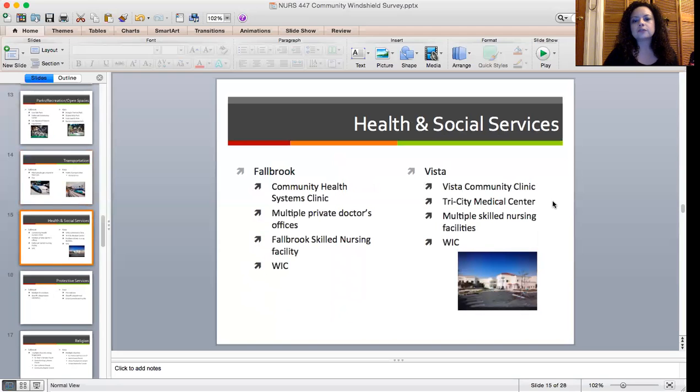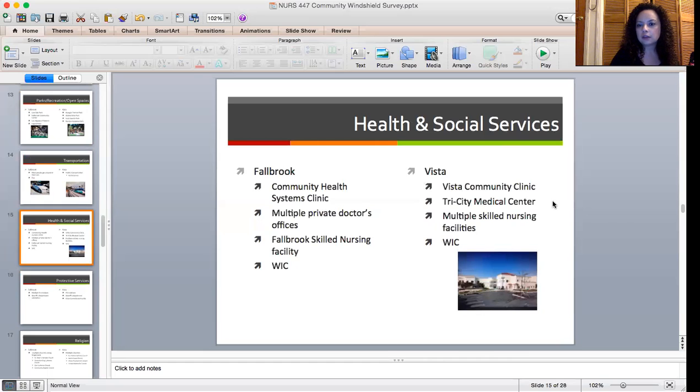Health and social services. In Fallbrook, there's Community Health Systems Clinic. There's multiple private doctor's offices. There's a Fallbrook skilled nursing facility and an office for Women, Infants, and Children.